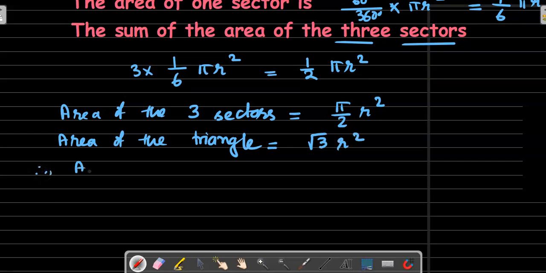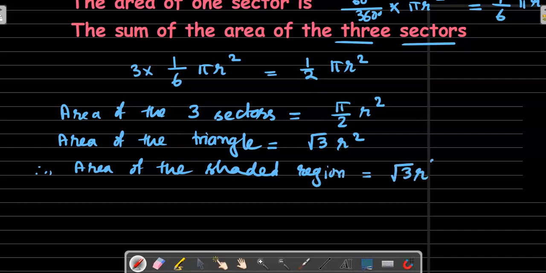Therefore the area of the shaded region that we have to find is equal to the area of the triangle, that is root 3 r square, minus the sum of the areas of the three sectors, that is pi by 2 r square. Let's take r square common, and you get r square into root 3 minus pi by 2. So this is the area of the shaded region.